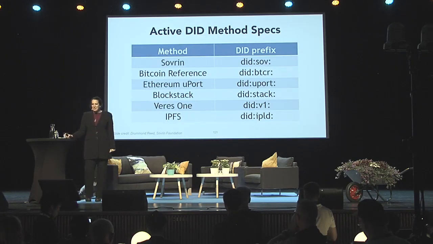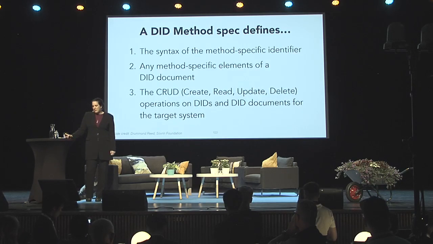There's several different DID method specifications, and what they all do is lay out the syntax of the particular identifier, method-specific elements of the DID document, and how you create, read, update, or delete them. And this is really key. It's the individual who created the DID that gets to decide how to update it, not an authority that they petition or another service, right?